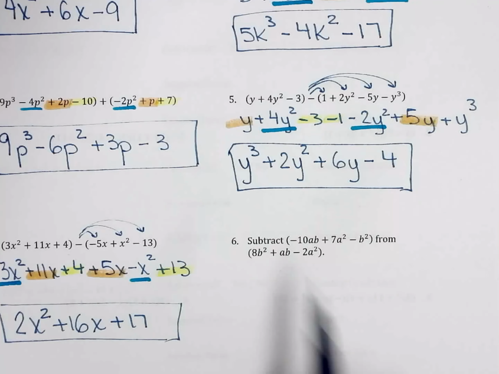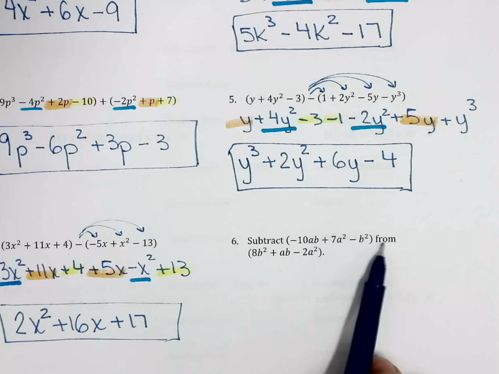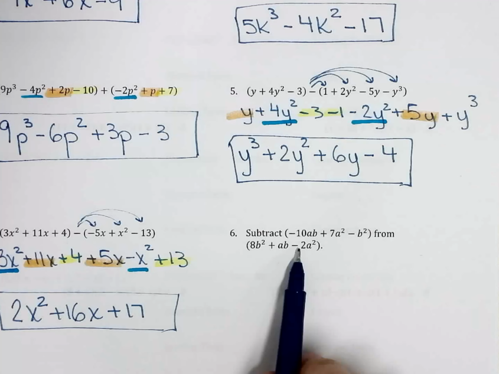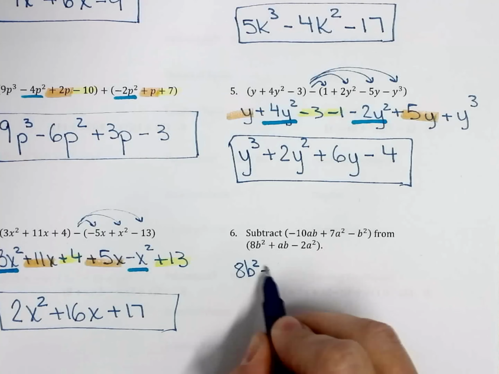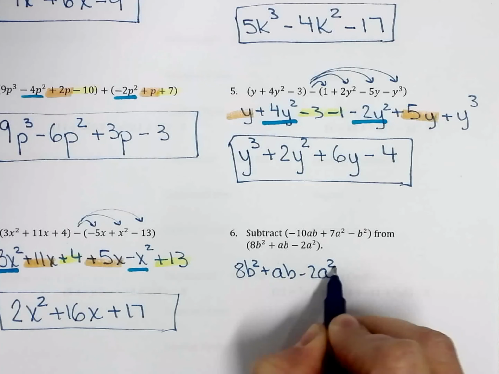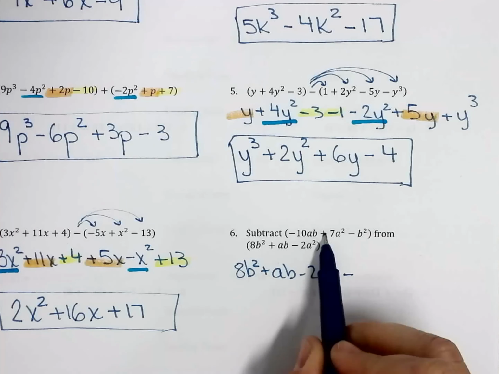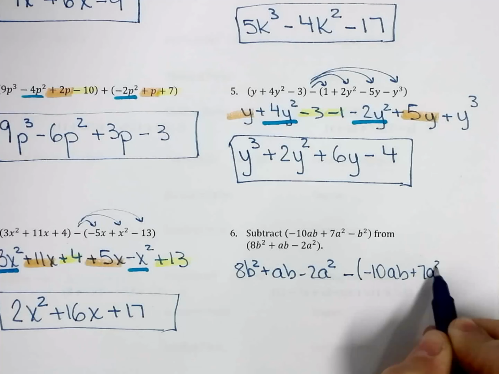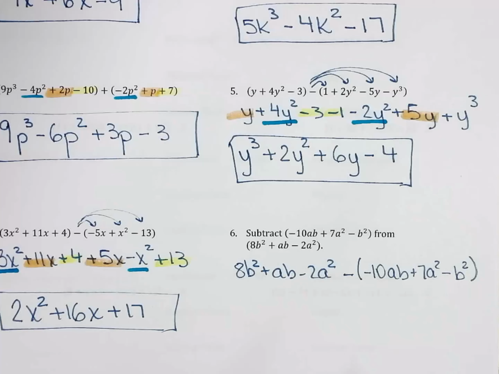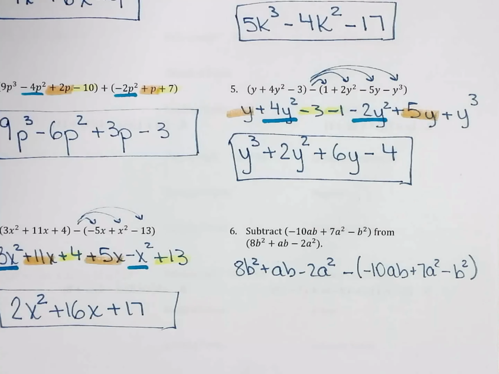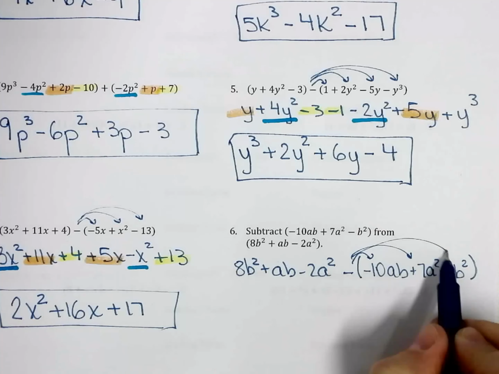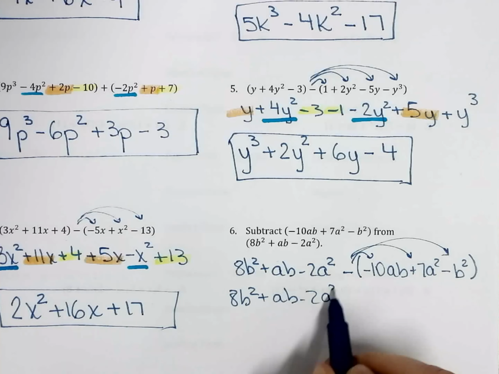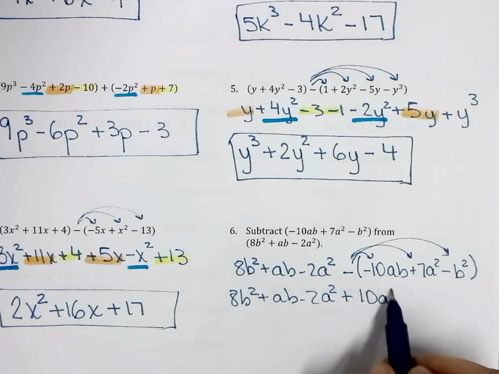So this one I have to subtract this one from that one. What does that look like? If I have to subtract this one from this one, so I have 8b squared plus ab minus 2a squared. Subtract that from this, so minus negative 10ab plus 7a squared minus b squared. That's what the question is telling us to do. So distribute the negative. So two negatives make a positive.